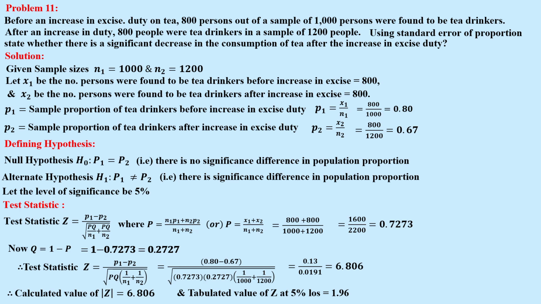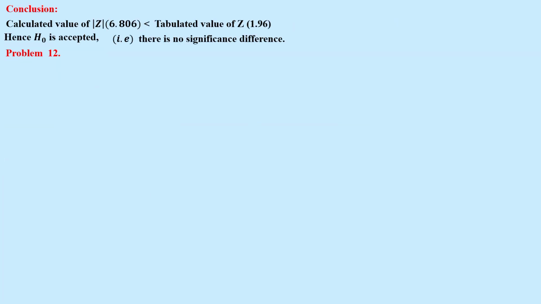So conclusion, comparing both, calculated value is greater than the tabulated value, therefore H0 is rejected. There is no significant difference is wrong. So there is a significant difference, that means a decrease in the consumption of tea after increase in excise duty, right? That is the conclusion.